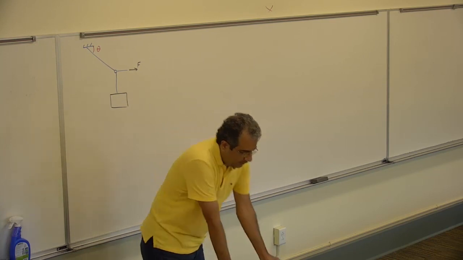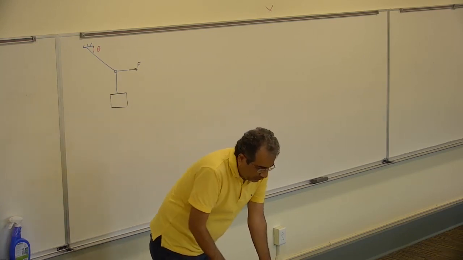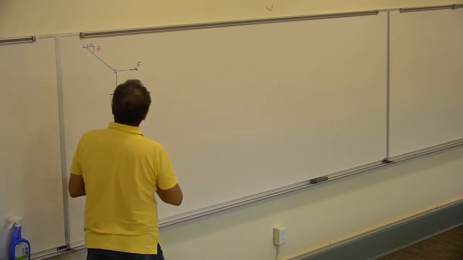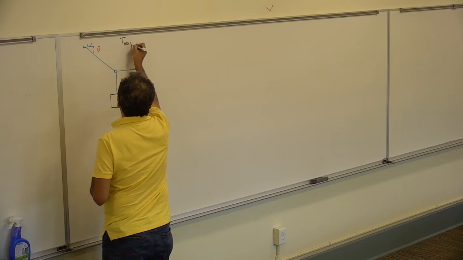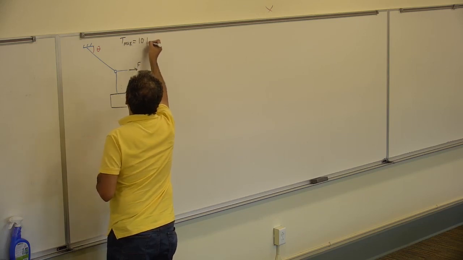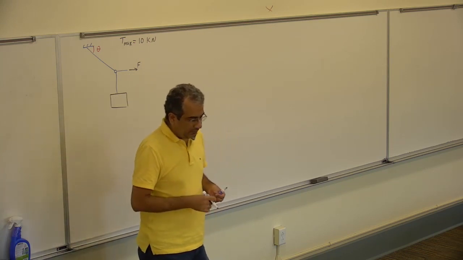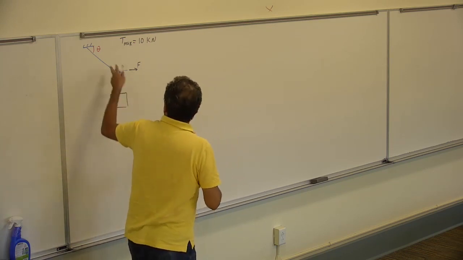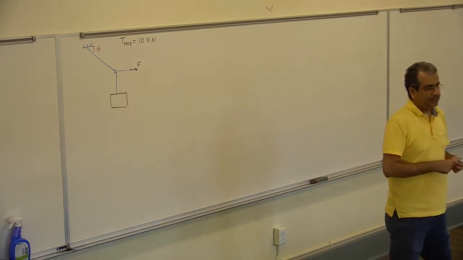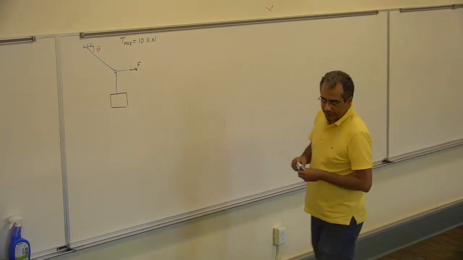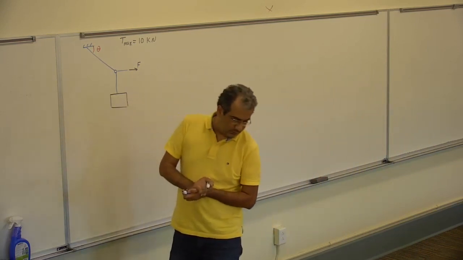So each rope that we know, the maximum tension for each rope is 10 kilonewtons. If the tension in any of those ropes becomes more than 10 kilonewtons, it will break. And this is 200 kilogram.